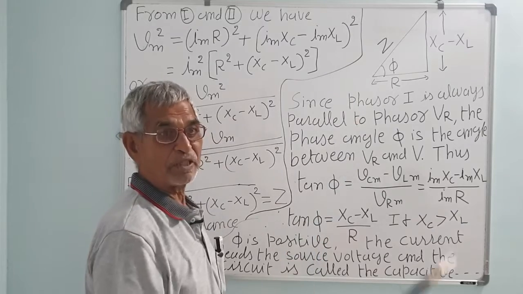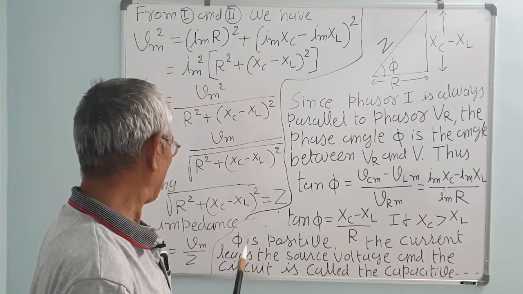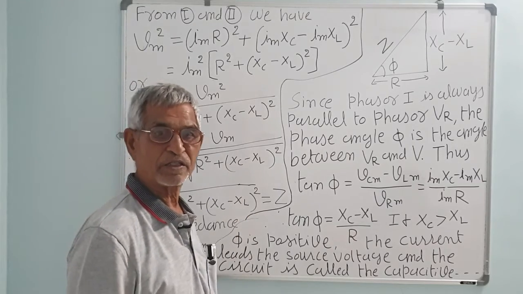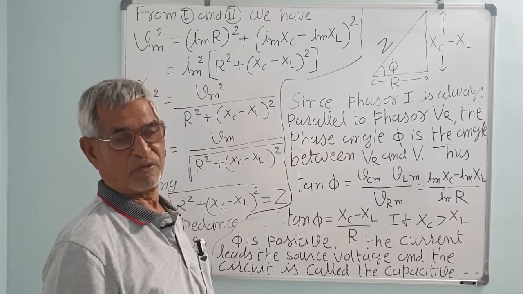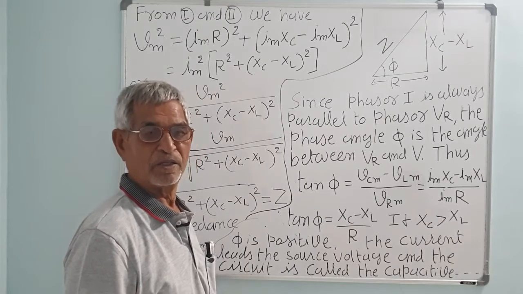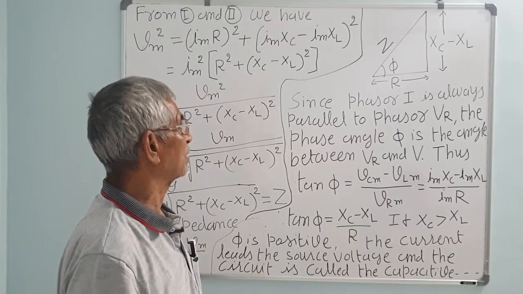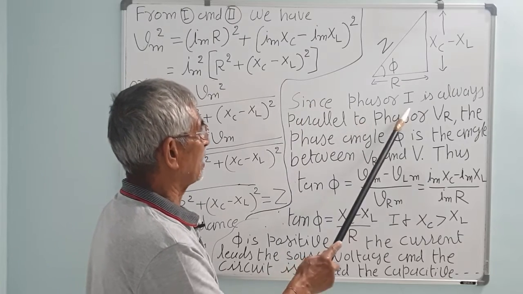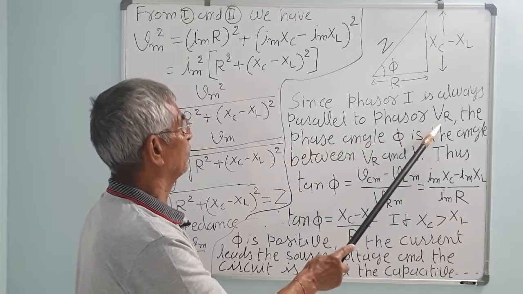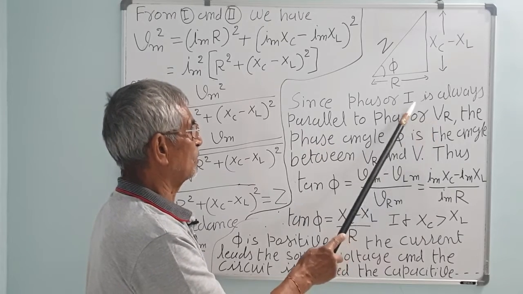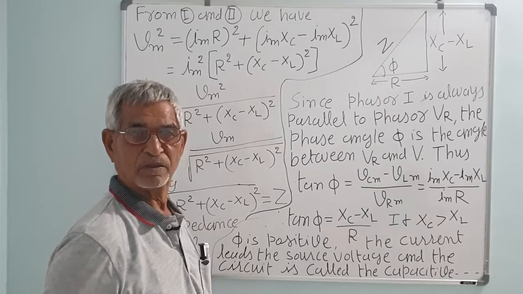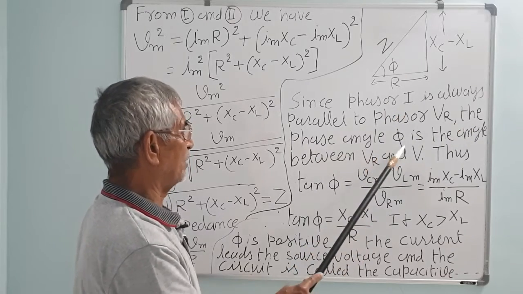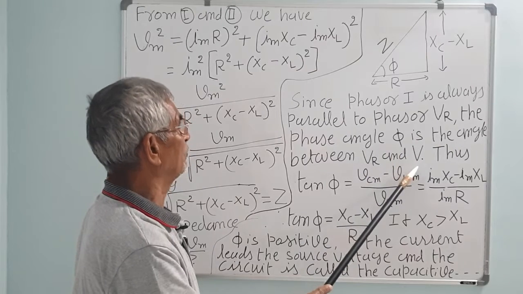That is for the capacitive circuit. If it is an inductive circuit, then it will be XL minus Xc, correct? If inductive reactance is more, then voltage drop also will be more and it will be XL minus Xc, so the circuit is said to be an inductive circuit. Since phasor I is always parallel to the phasor VR, the voltage across the resistor is in the same direction as I, same line. The phase angle phi is the angle between VR and V.